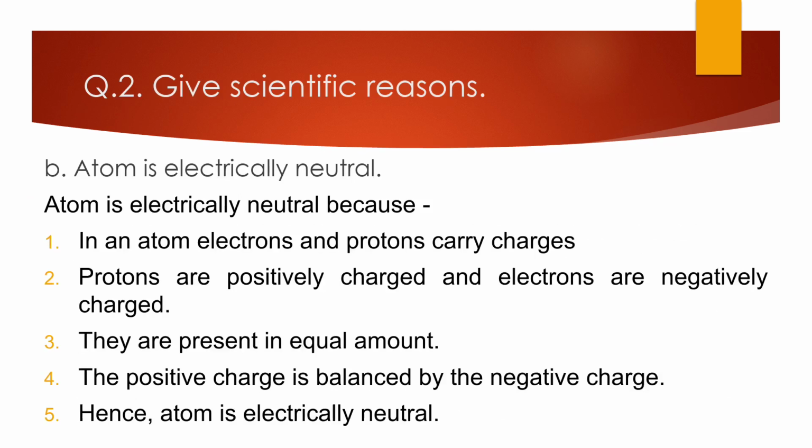Second give reason is, an atom is electrically neutral. So an atom is electrically neutral because, first point, in an atom electrons and protons carry charges. Second, protons are positively charged, electrons are negatively charged. Third, they are present in equal amount. Fourth, the positive charge is balanced by the negative charge, and hence the atom is electrically neutral.